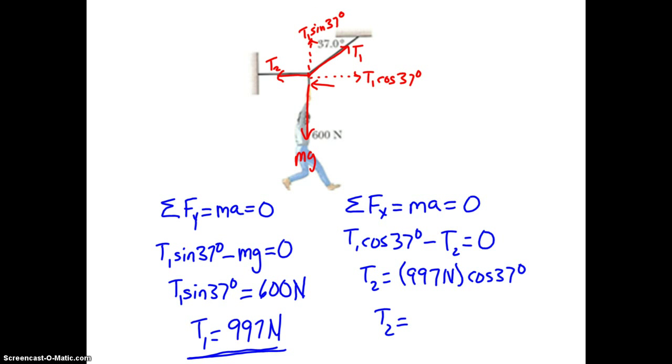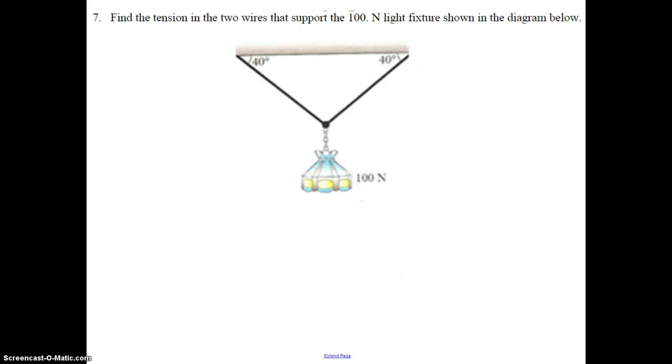And our second tension, when we calculate, would be 796 newtons to 3 digits. All right, there's the solution to number 6. Let's move on to number 7. Find the tension in the 2 wires that support the 100 Newton light fixture shown in the diagram below. Once again, we start off by drawing a free body diagram.